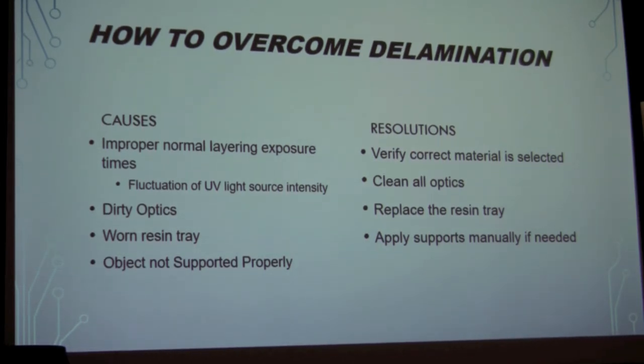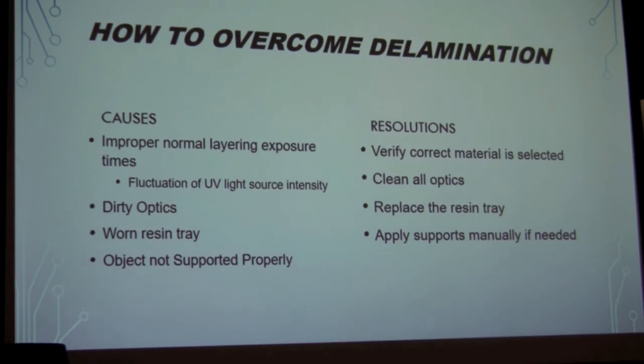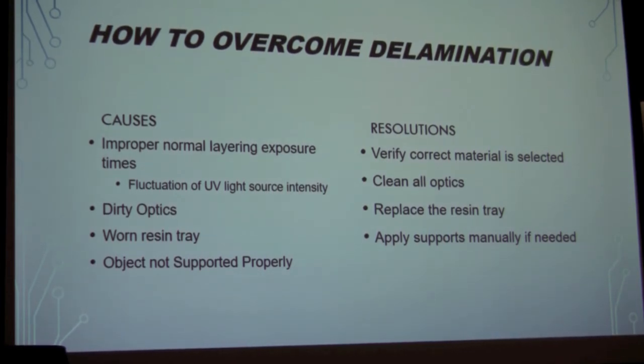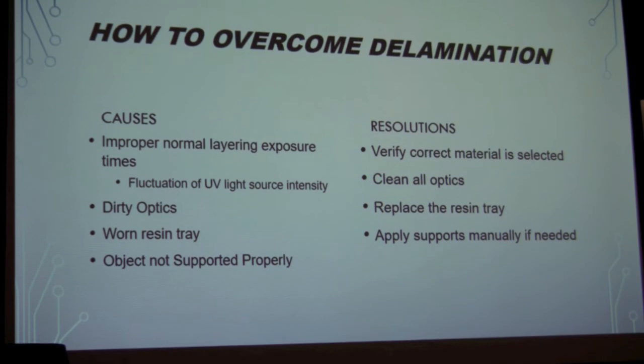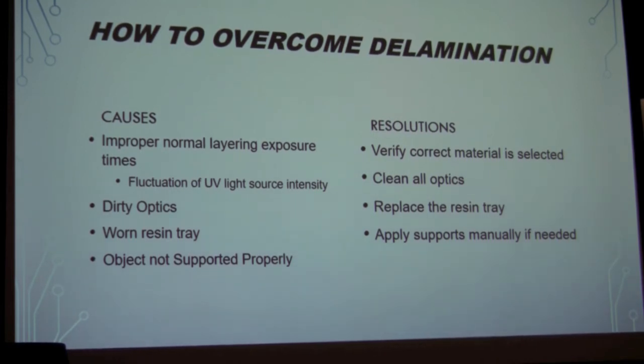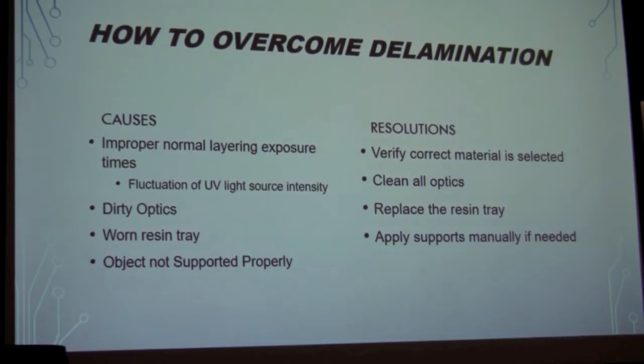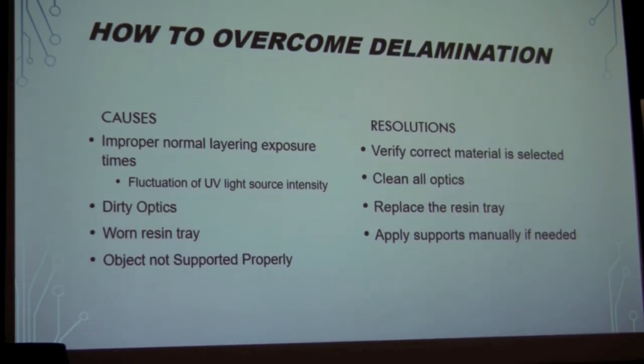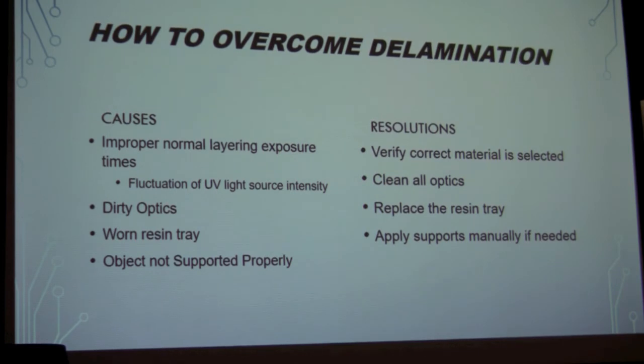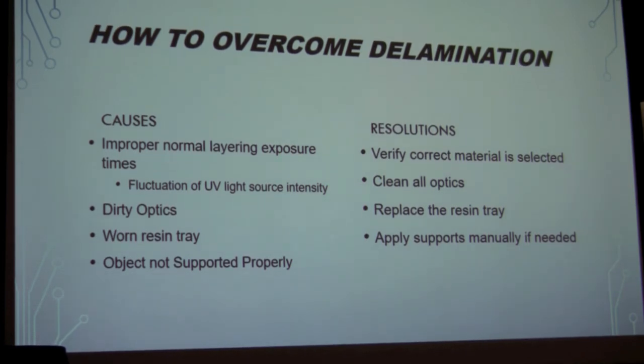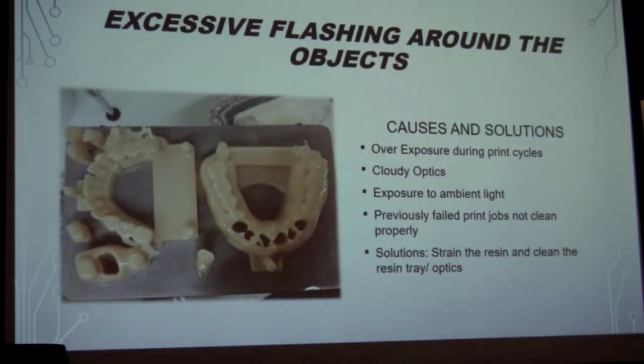So if you start to encounter issues with that, if you don't have an open source printer, you don't really have a way to troubleshoot it or test it to increase your normal layering times, but that very well could be a cause of it. Dirty optics, once again: if anything that the light is transmitting through is dirty, dusty, or has resin on it, you're going to have failed prints. And if it's a hollow model or a hollow structure, you can try supporting or placing manual supports on the objects itself.